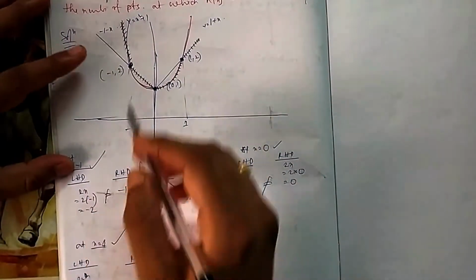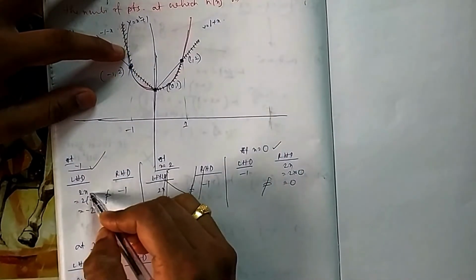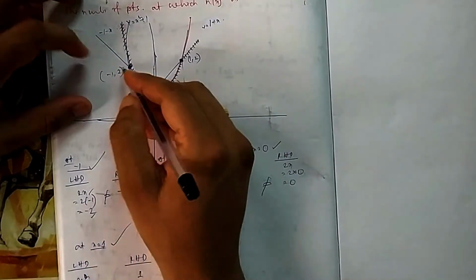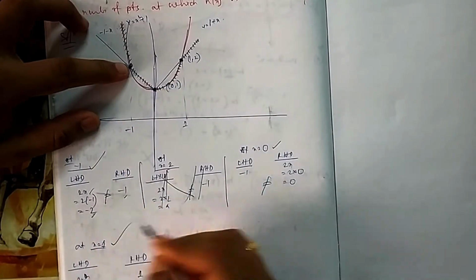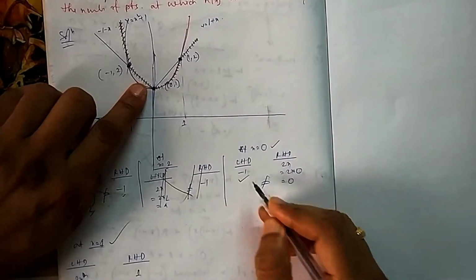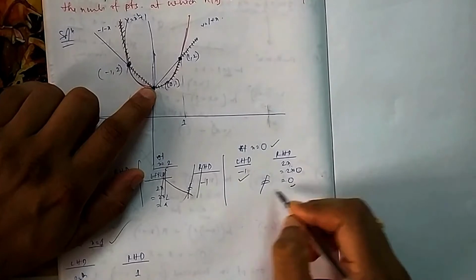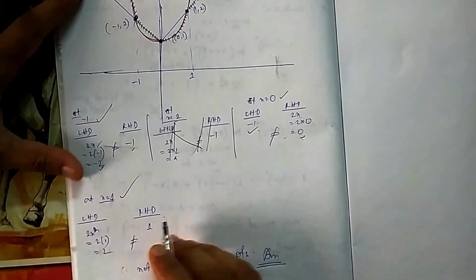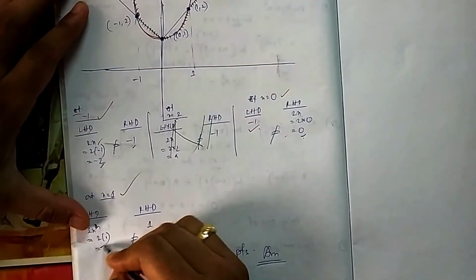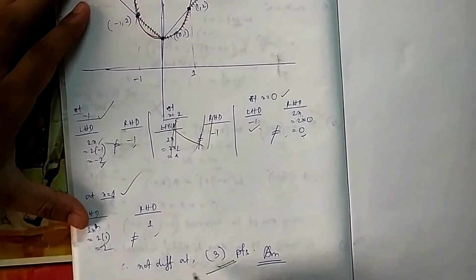You can try LHD also. If you do LHD here, the left hand derivative will be the derivative of this one, that is 2x. If you put minus 1, it is minus 2. And here the derivative is minus 1. So it is not equal. You check at 0 also, left hand will come here, that is minus 1. Right hand will come here, that is x square plus 1, that is 2x. If you put 0, it is 0, so again it is not the same. At 1 also it will come 2x, that is 2, and in this it will come plus 1, so this is not equal. So it is not differentiable at 3 points.